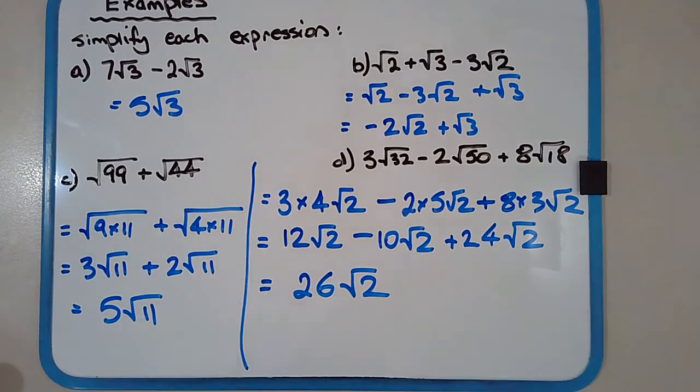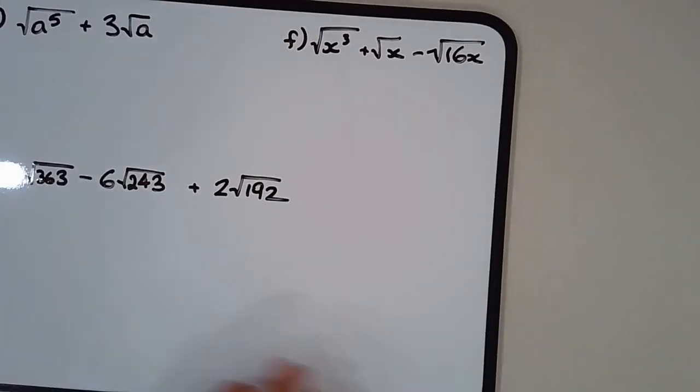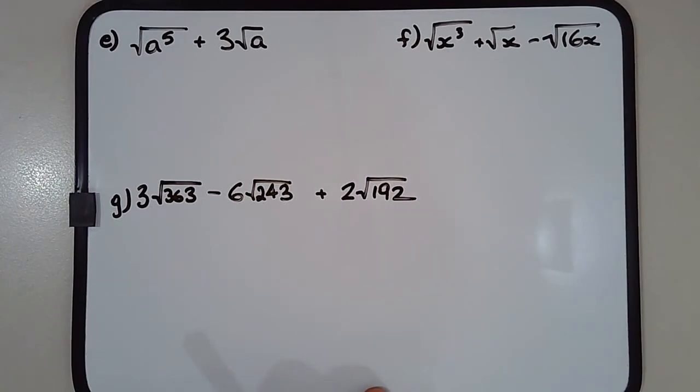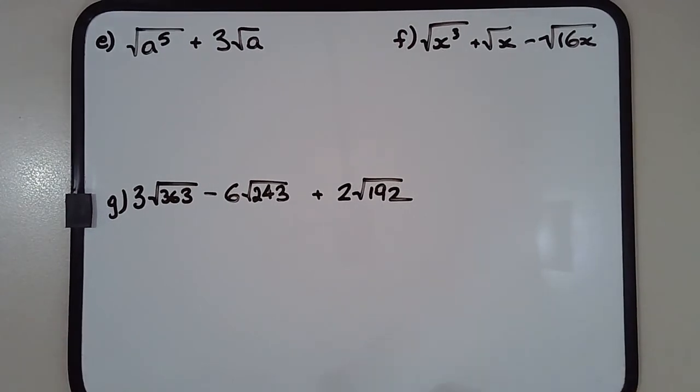Let's have a look at a few more examples before I end this video. Okay, here we go. All right, so there's a couple there that involve some algebra. That doesn't mean that it can't be simplified. Of course it can. Part E, square root of a to the 5 plus 3 root a.